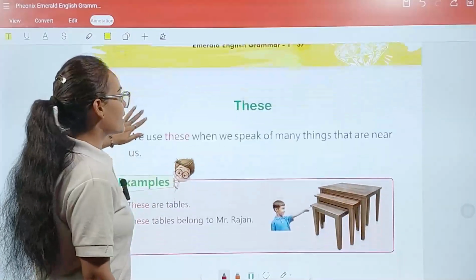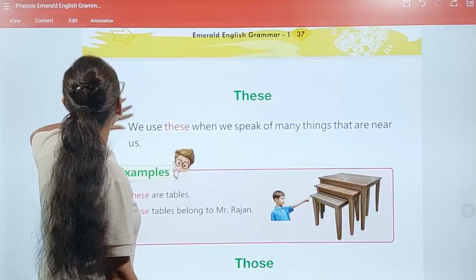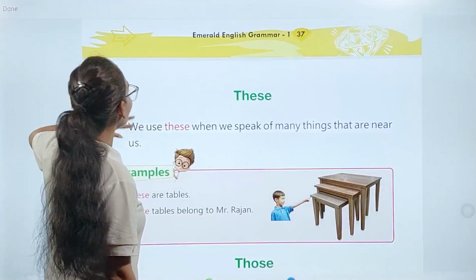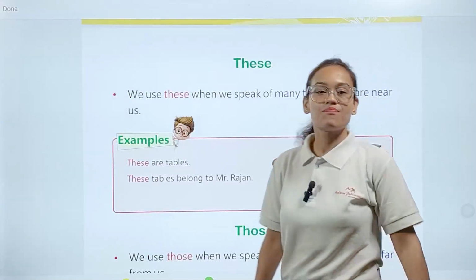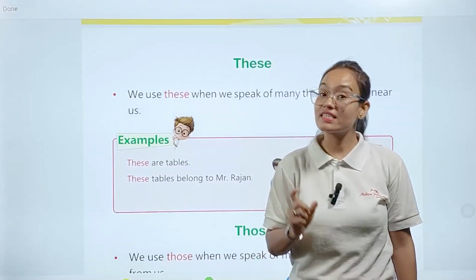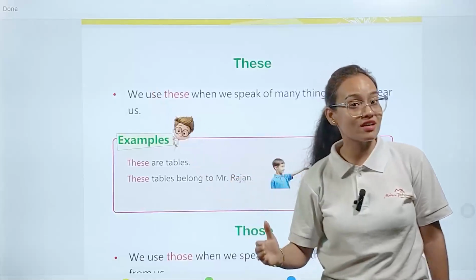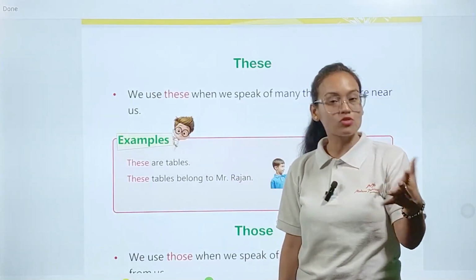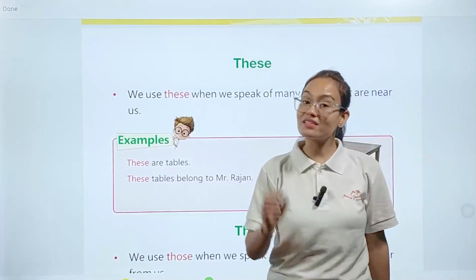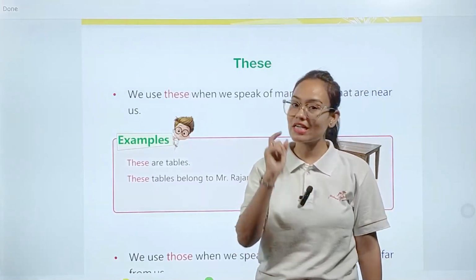that. Okay, now my dear student, come with me and let's see in what cases we use these and those. See, we use THIS, this, for the objects which are nearer to us, and we use THAT, that, for those objects which are far from us. But this and that both are used for singular things.